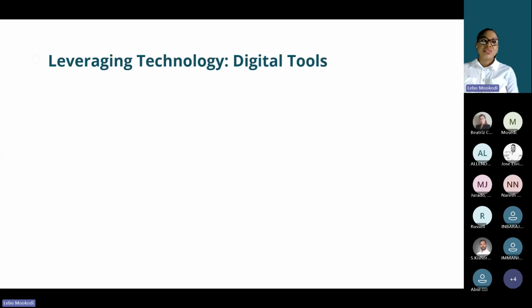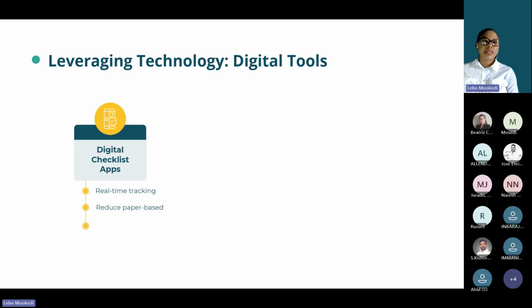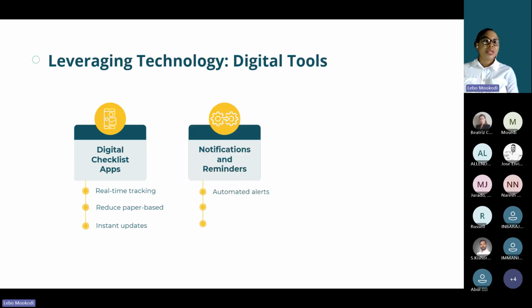Let us look, in terms of technology, at the importance of using digital tools. These applications enable real-time tracking. They reduce paper-based inefficiencies. They also allow instant updates, and digital tools set up automatic alerts. They track checklist progress via dashboards and analytics. They also use AI-based tools to identify patterns in compliance data.